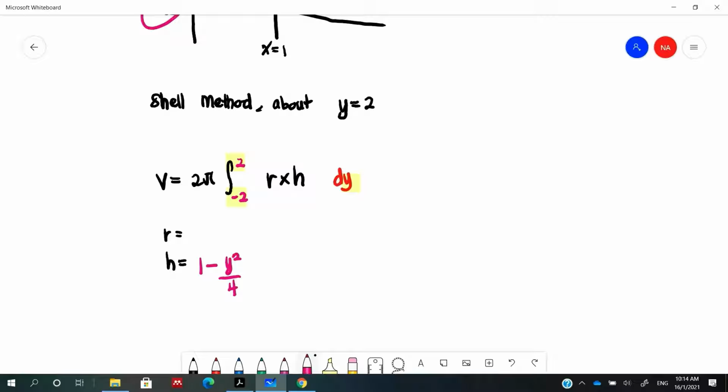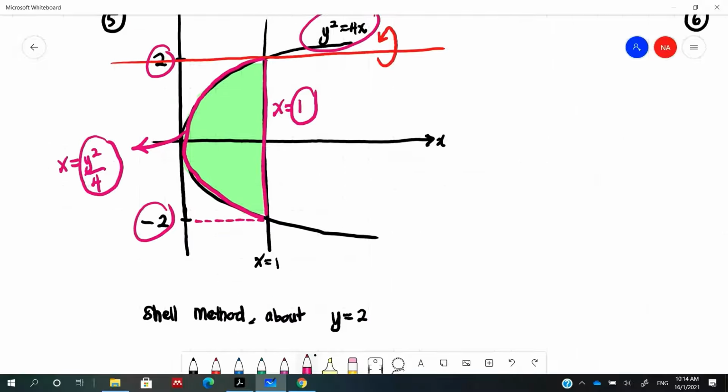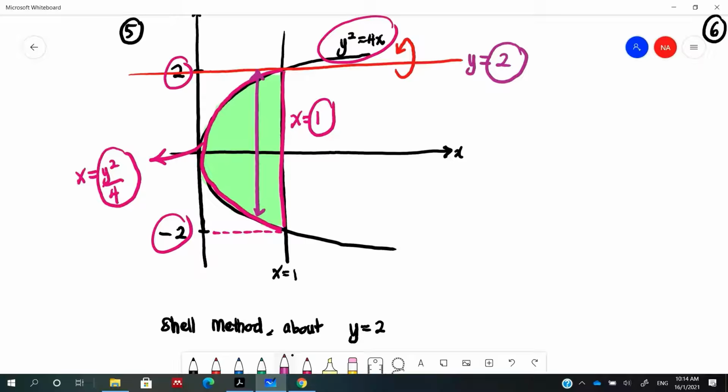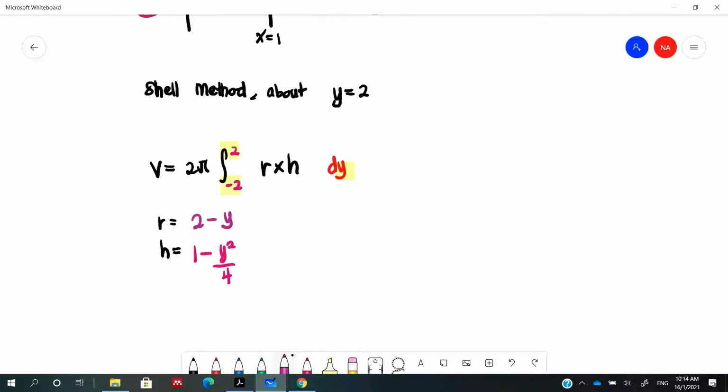That is our height. So now you have to find the radius, right? So the radius should be something like this. Look at your axis. Is the region below or above the axis? Now the axis is at the top of the region, so we have y equal to 2, right? So it is 2 minus y. Why is it like this, not y minus 2? Because the region is below the axis of rotation. So that is the reason.